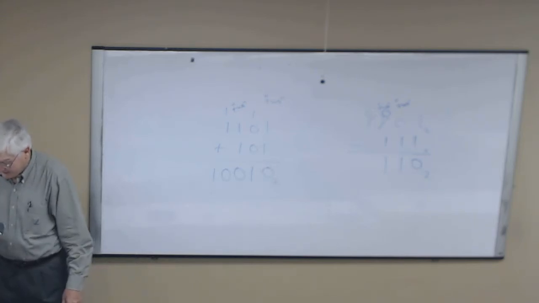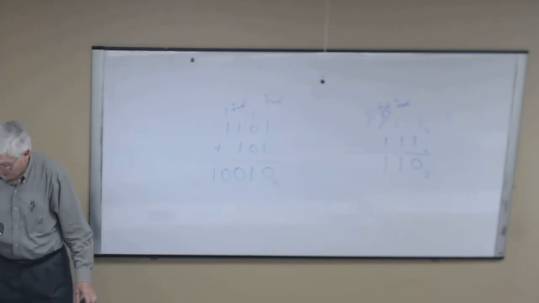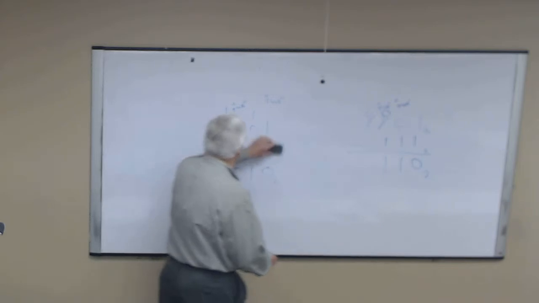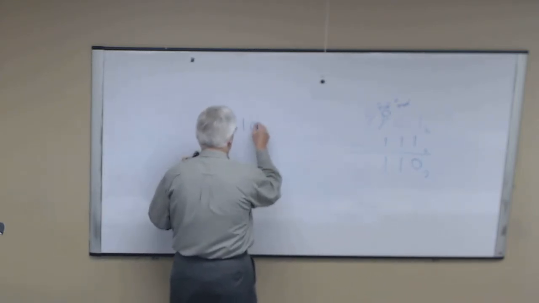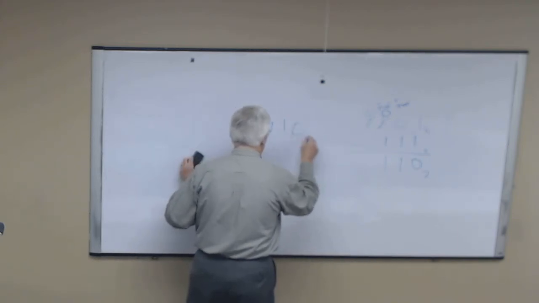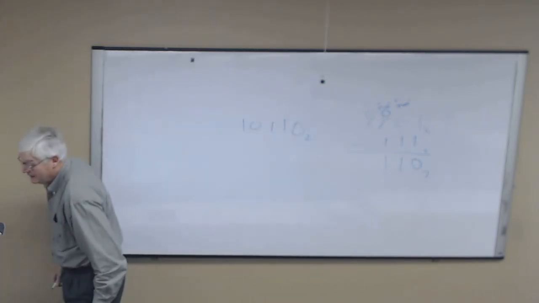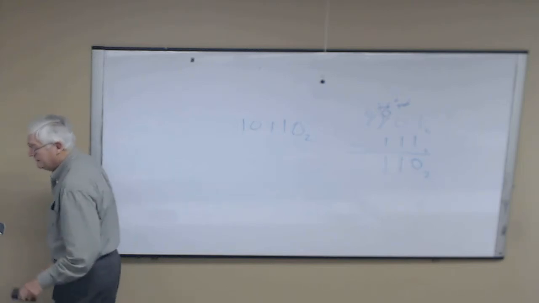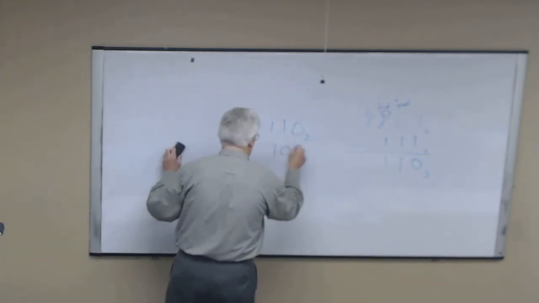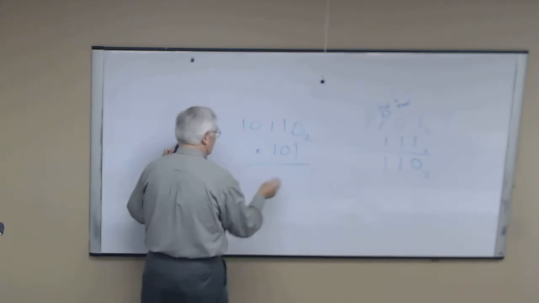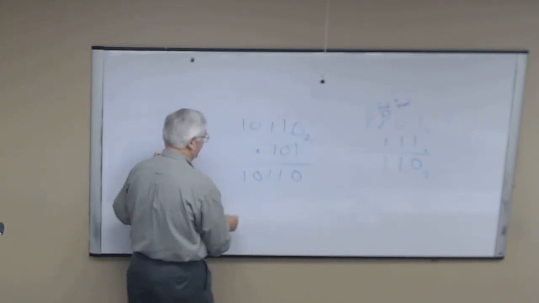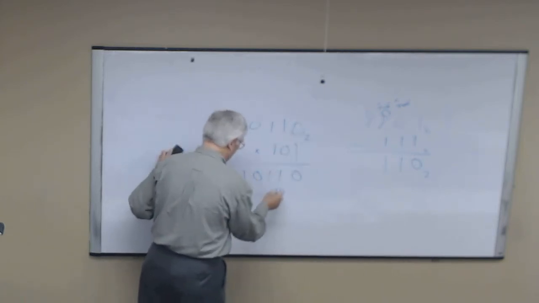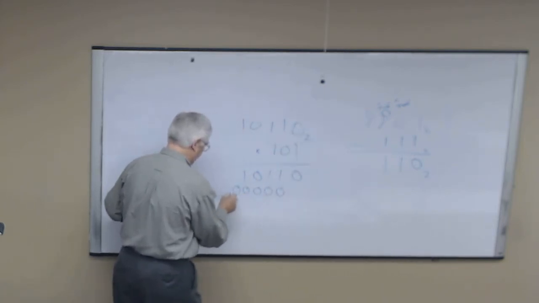Number 19. 1101. No, let's do B. 10110 and what's it say next? 101. And I multiply. So I take 1 times all of this, I get 0, 1, 1, 0, 1. I take 0 times all of that, I get 0, 0, 0, 0.